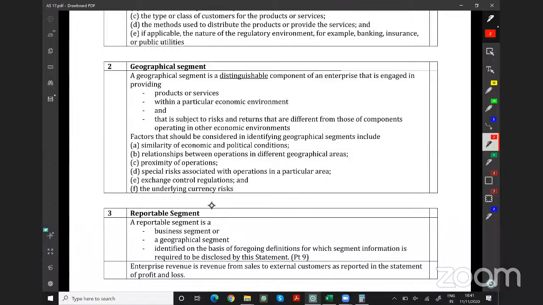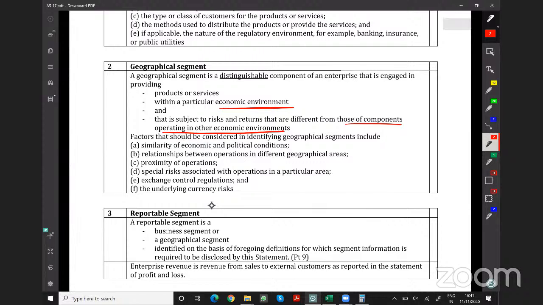A geographical segment is a distinguishable component of an enterprise that is engaged in providing products or services within a particular economic environment, and it is subject to risks and returns that are different from those of components operating in other economic environments. There will be different risk in Russia, different risk in the US, UK, and so on.